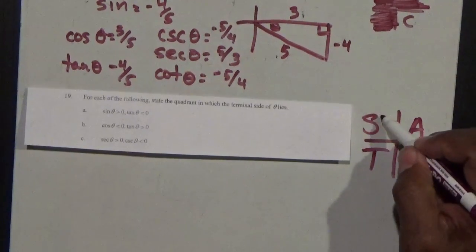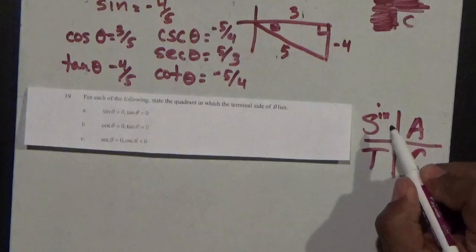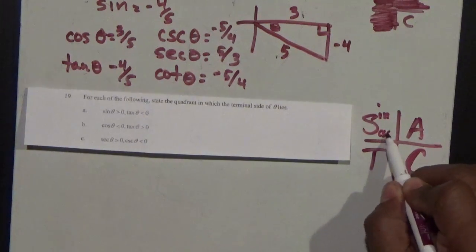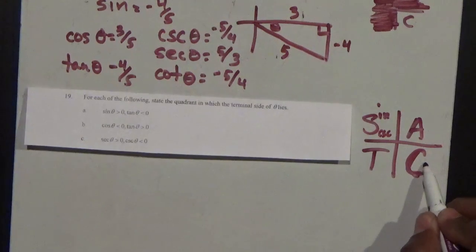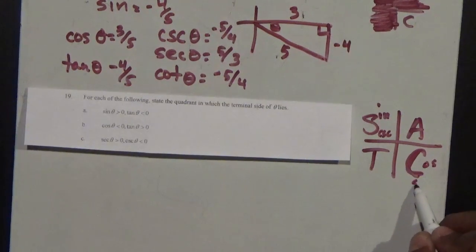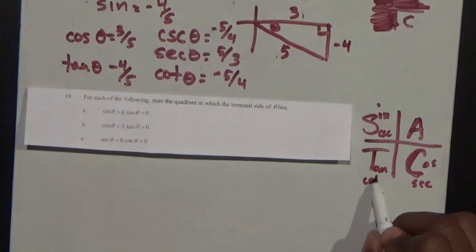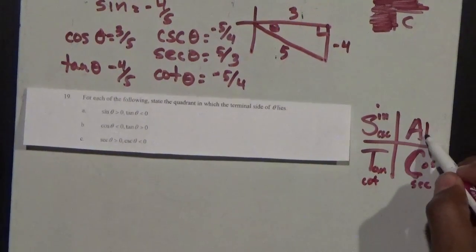Alright, now remember, this is sine, but it's also cosecant. And this one is what? Cosine, but it's also secant. And this one's tangent, but it's also what? Cotangent. Alright, and that's all.